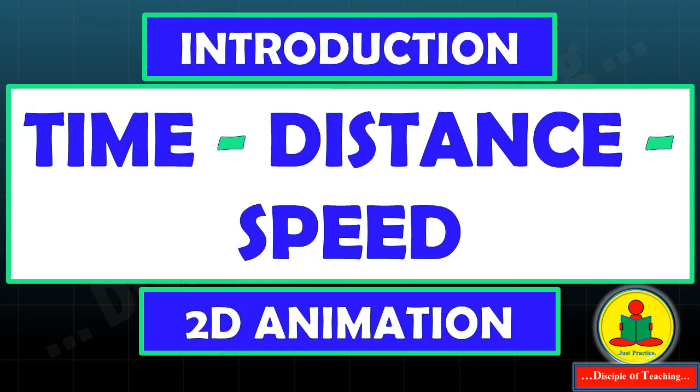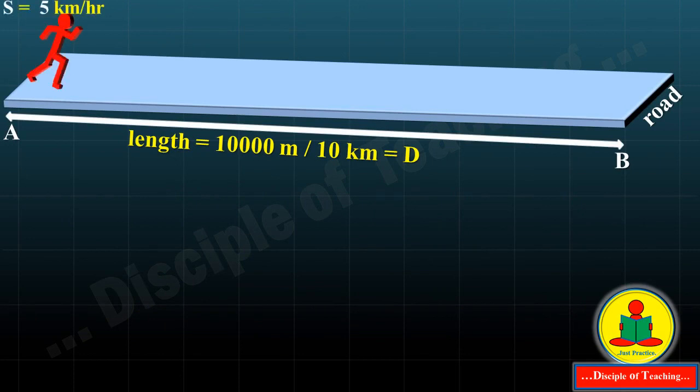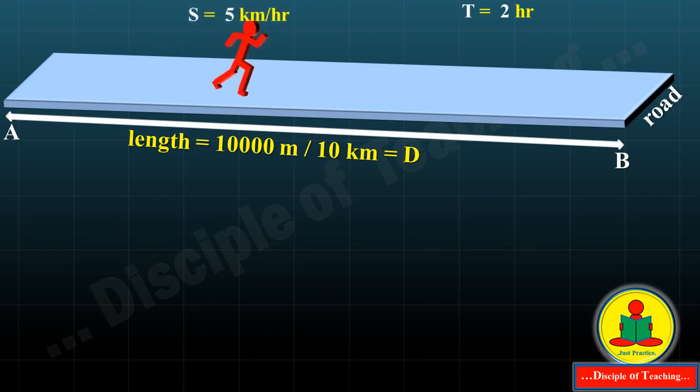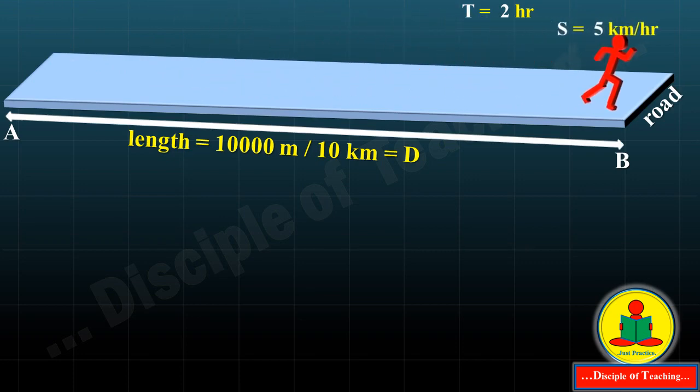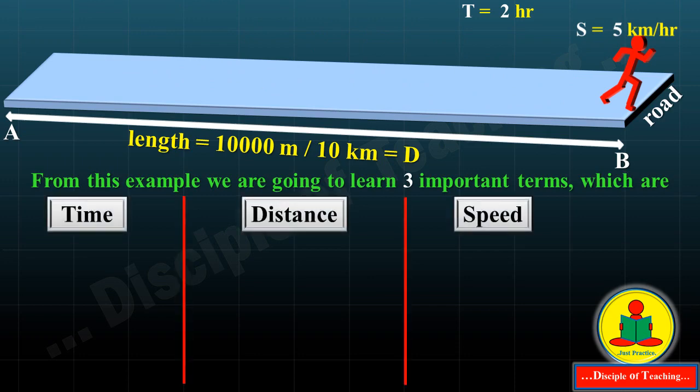Let's begin. Consider a road AB of length 10 km and a person begins to run from A at a speed of 5 km per hour and reaches B after 2 hours. From this example, we are going to learn three important terms which are time, distance and speed.